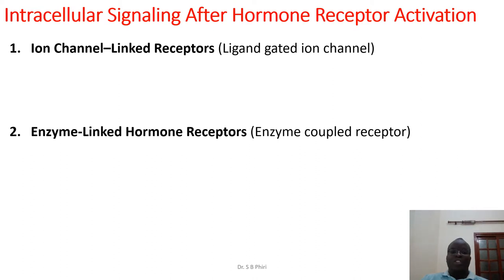Enzyme-linked hormone receptors are also referred to as enzyme-coupled receptors. How do they operate? This is a receptor that is coupled with an enzyme. Once a hormone binds, it can activate the enzyme that will convert substrate into products, and then you have a cellular response. So they are called enzyme-linked hormone receptors or enzyme-coupled receptors.